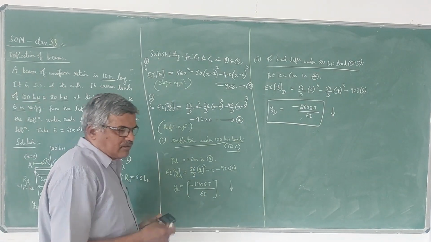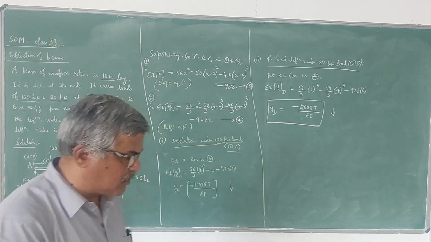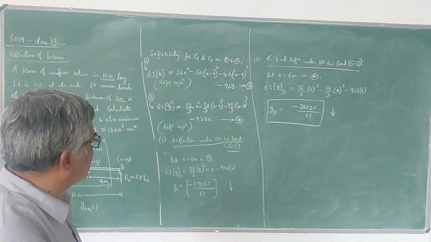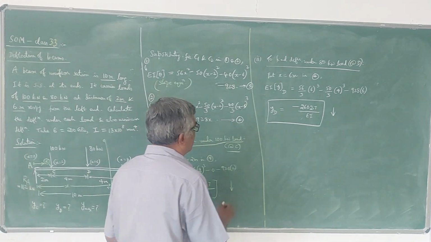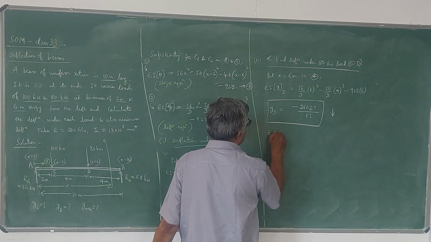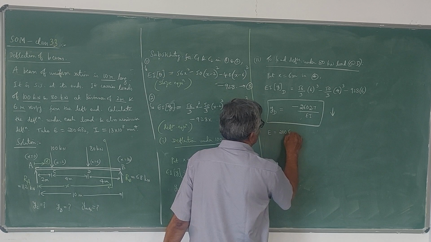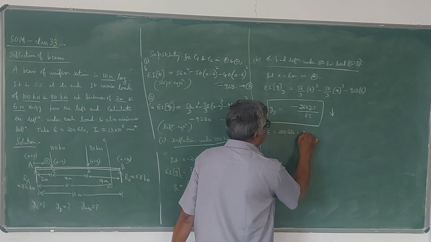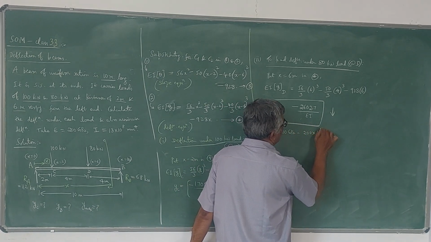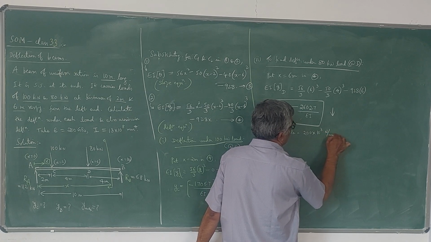Now let us find out the value of EI. So normally EI should be expressed in kilonewton meter square. So that is very important. In this problem we have given E is equal to 200 GPa. 200 GPa means 200 into 10 power 3 Newton per mm square.